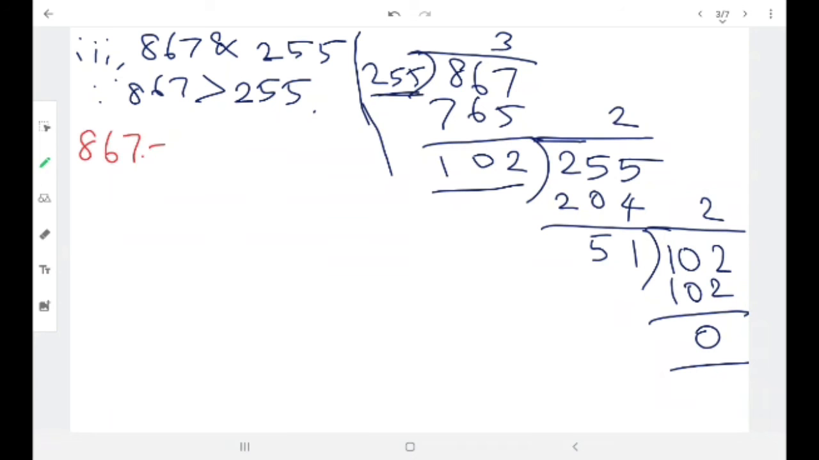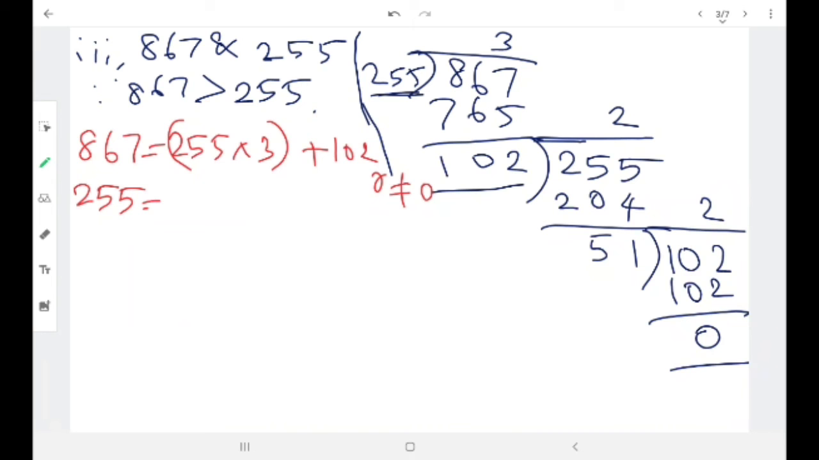867 is equal to divisor 255 into quotient 3 plus remainder 102. Here the remainder is not equal to 0. Therefore we are continuing the division. 255 is equal to divisor 102 into 2 plus remainder 51. Here also the remainder is not equal to 0.